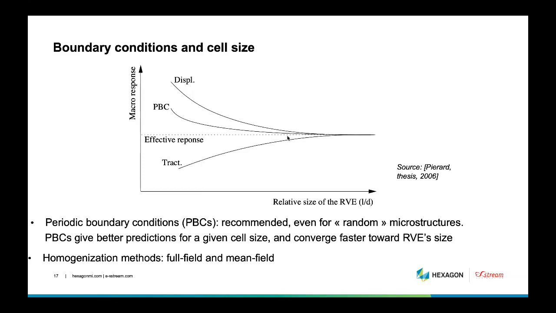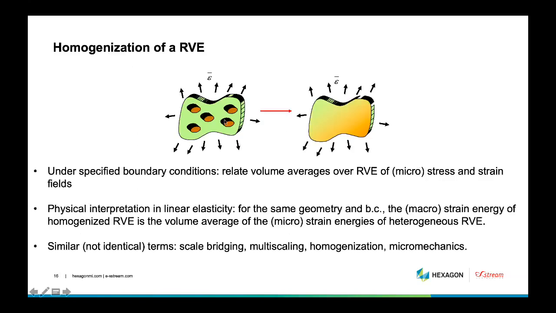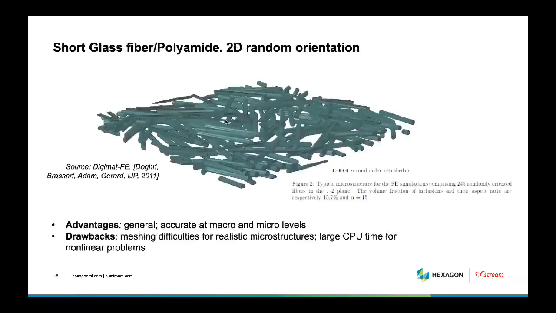Now, how do you find this homogenized response here? There are basically two classes of methods, full field methods and mean field methods. In full field methods, what you do is you take a representative volume element, you apply the periodic boundary conditions, you solve for the detailed fields everywhere in the RVE, and then you compute the volume average of the stress field and the strain field, and that's how you achieve the homogenization.